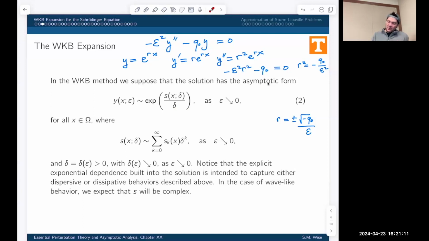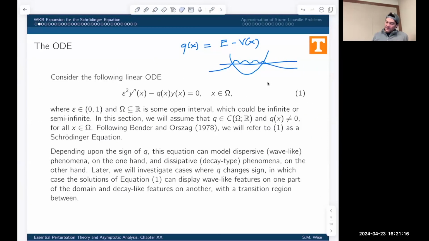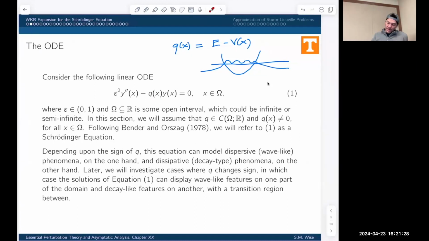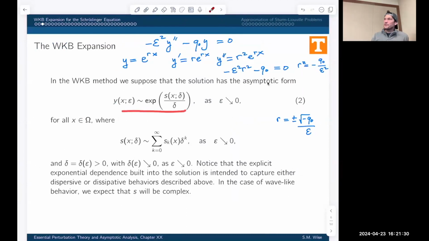So the idea of the WKB method is to say, well, in general, we can't assume that this is a constant, but maybe over a certain distance, we can think about this as being slowly varying in such a way that this ansatz holds true, or is at least valid in some stretch. The idea is that as epsilon gets smaller and smaller, this should become a better and better approximation. Let's see if that pans out.